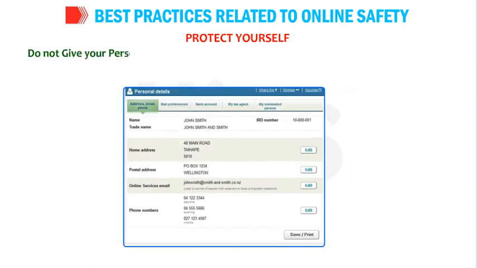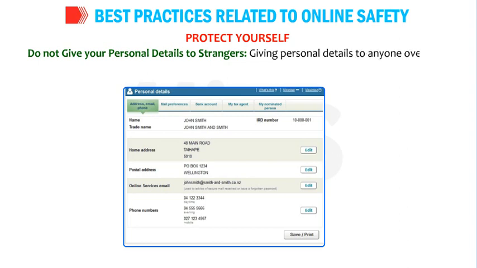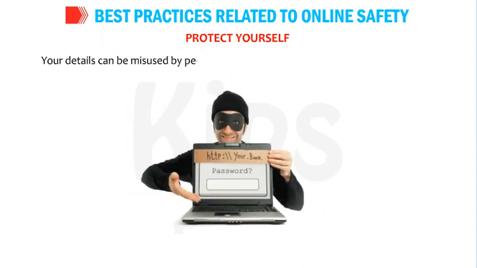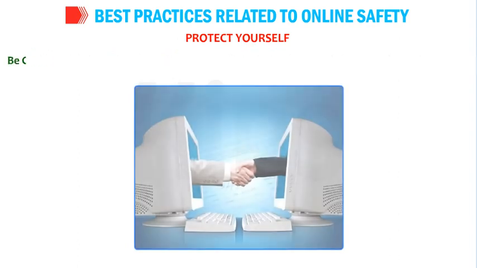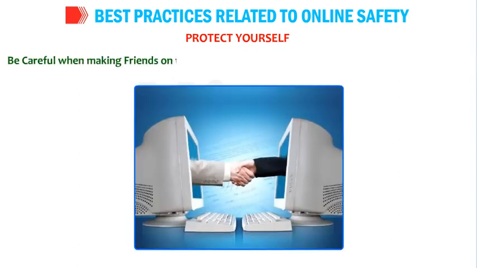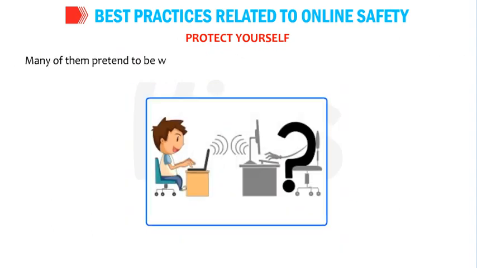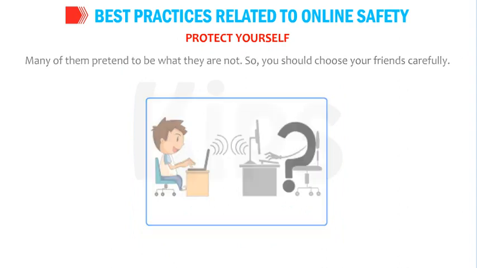Do not give your personal details to strangers. Giving personal details to anyone over the internet can prove to be harmful for you. Your details can be misused by people with bad intentions for their personal benefits. Be careful when making friends on the internet. You can meet a number of people on the internet. Many of them pretend to be what they are not, so you should choose your friends carefully.